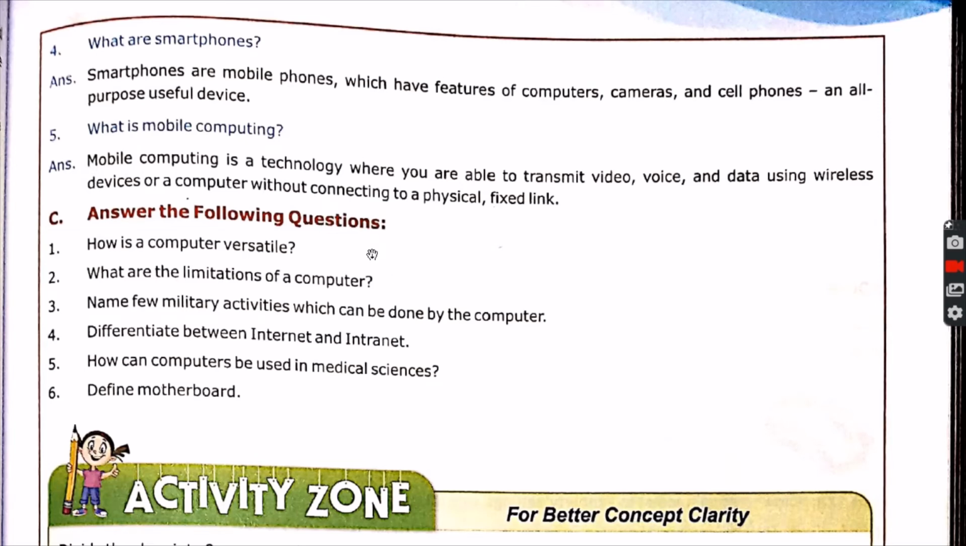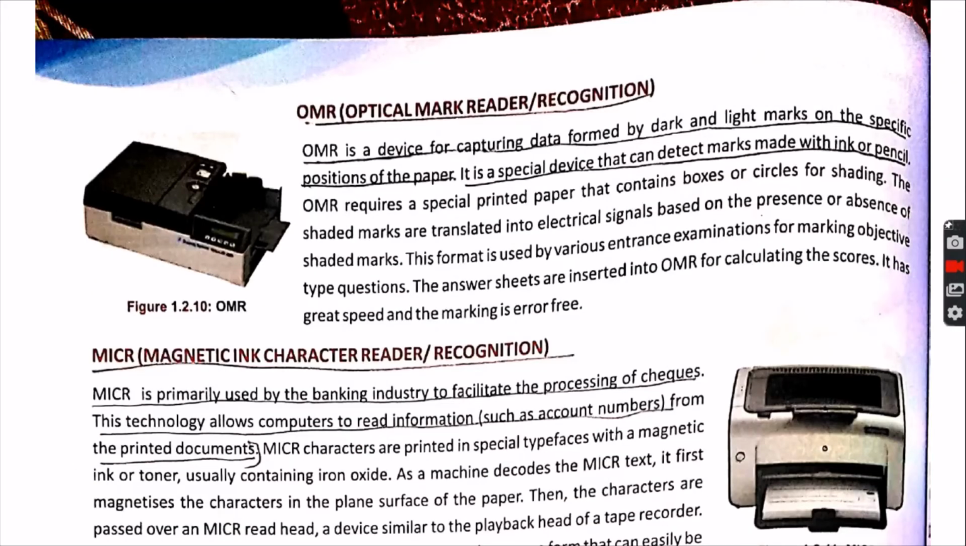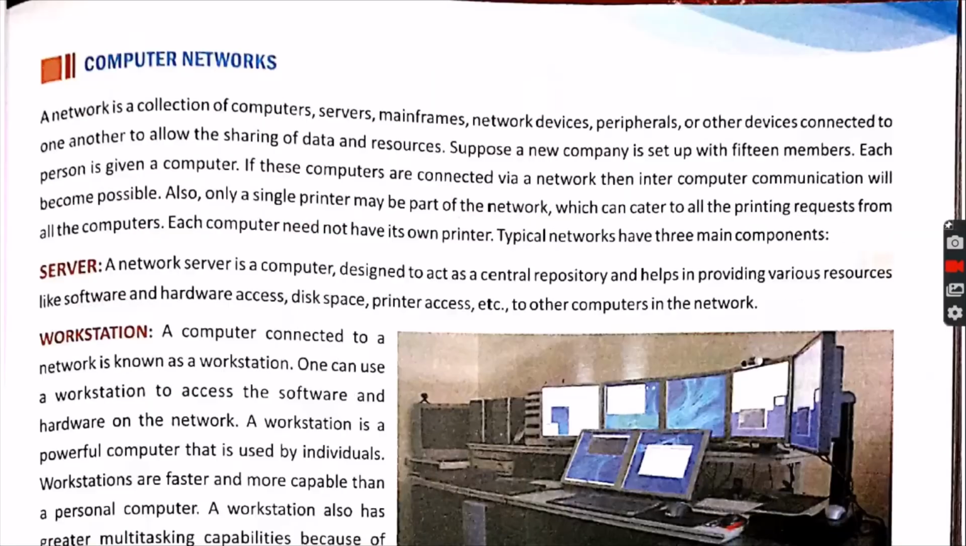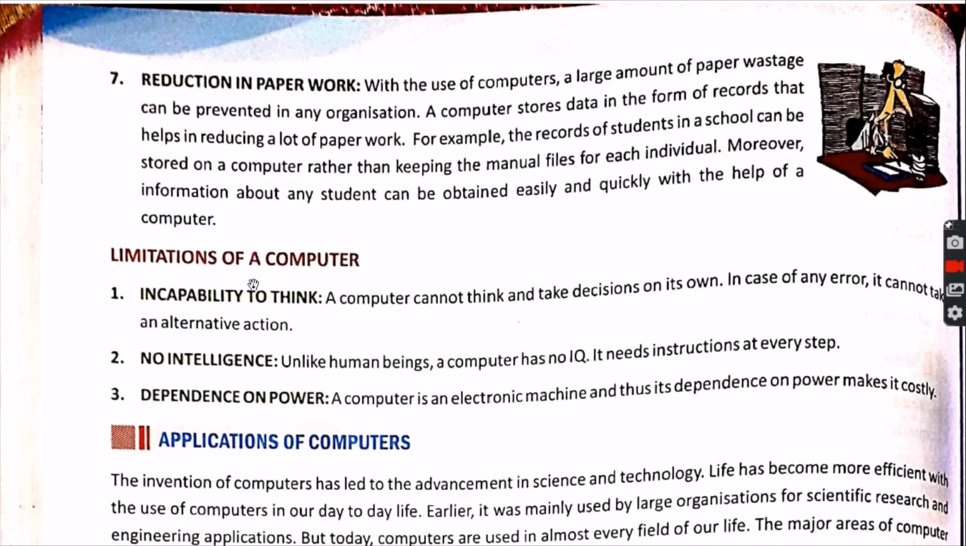Computer system was written in the above puzzles. See the limitations of a computer system: a computer is unable to think, a computer has no intelligence, and it depends on power, meaning when there is no electricity, a computer cannot run. A computer cannot think like human beings, and a computer cannot act by itself when the environment is changed completely. So these are the limitations that you have to write there.